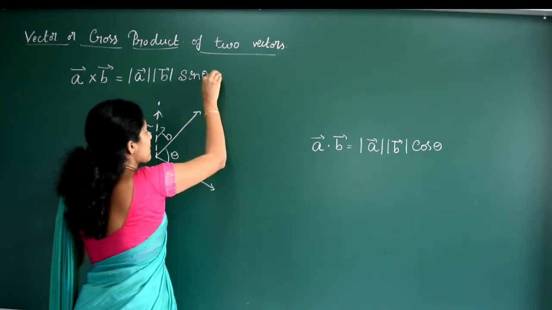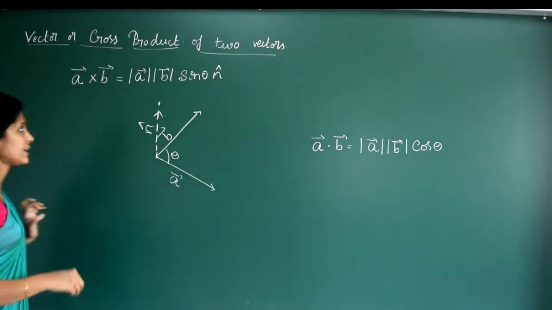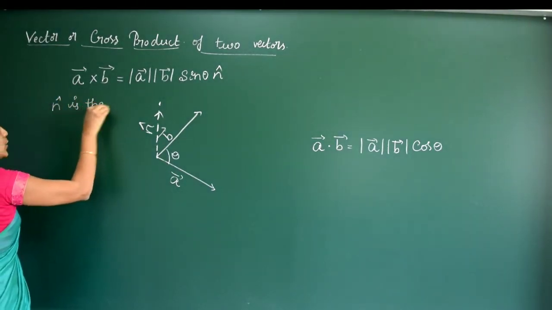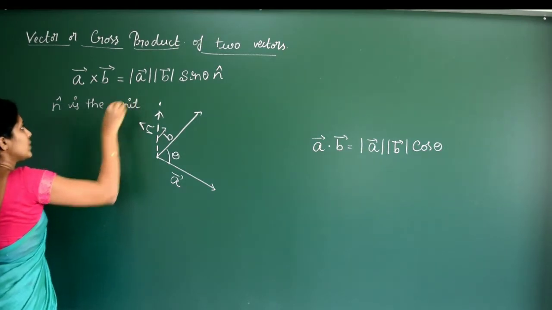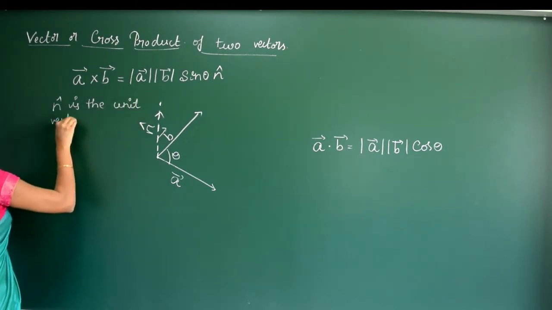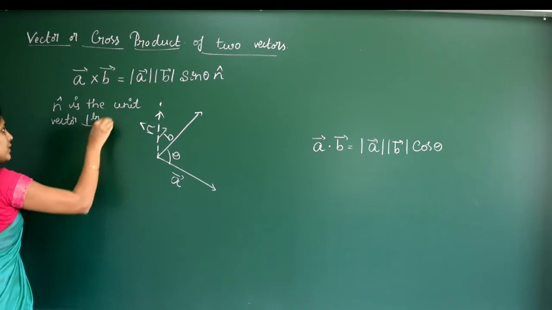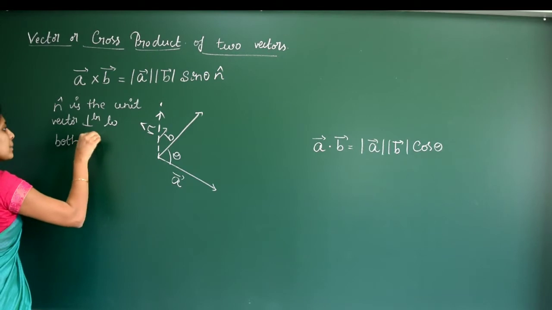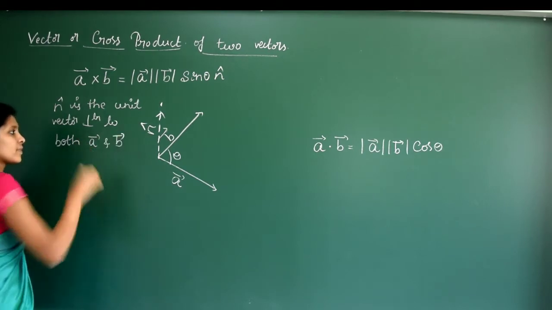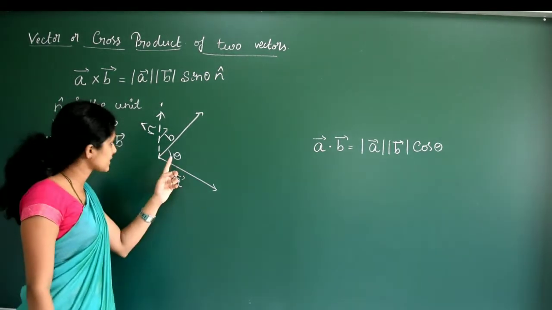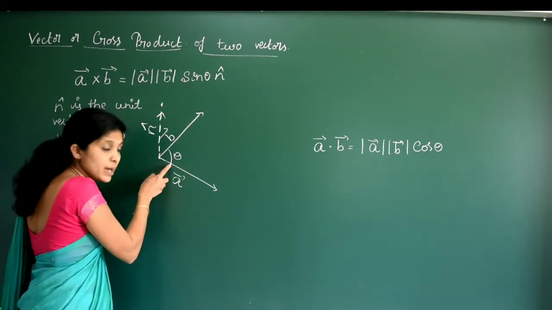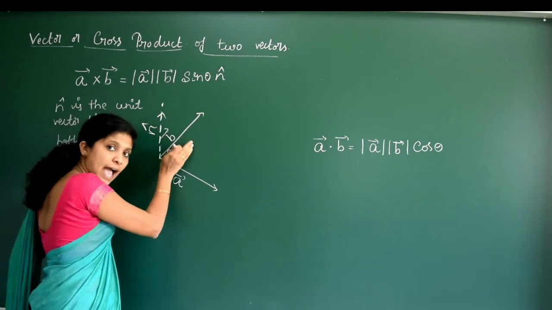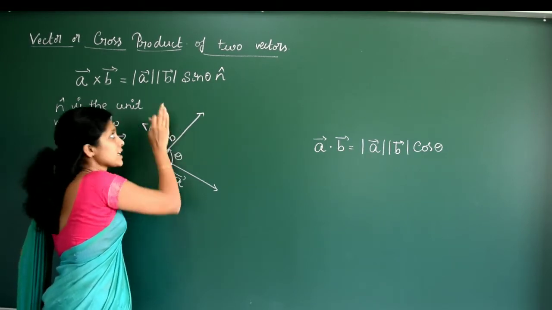You need to multiply by n cap, where n cap is the unit vector perpendicular to, important one, perpendicular to both a vector and b vector. And one more thing, while taking the angle theta, it should go from a vector to b vector. That means this angle should be measured in the direction of the unit vector.